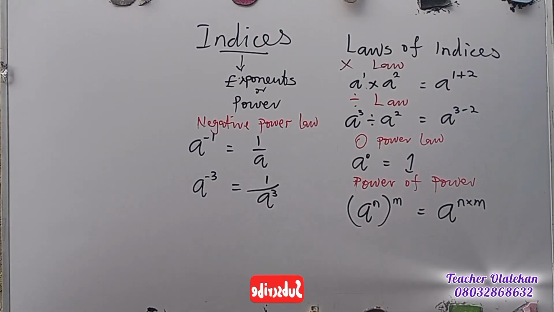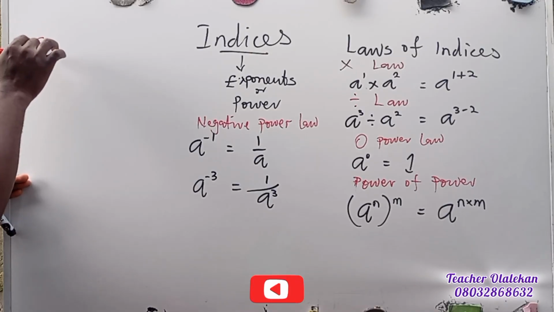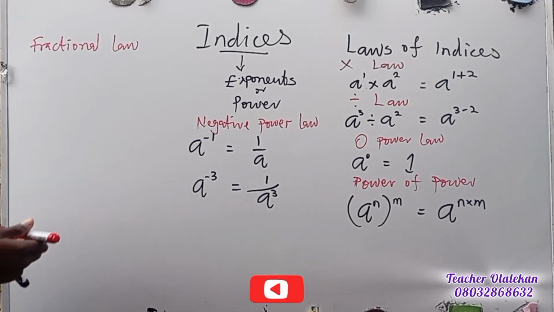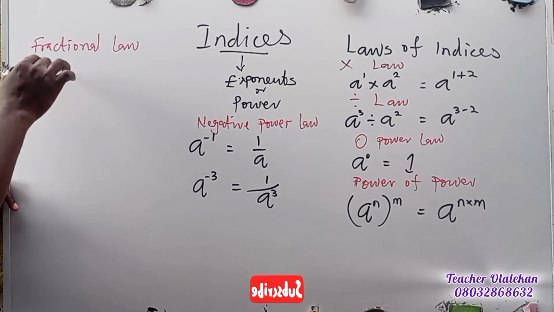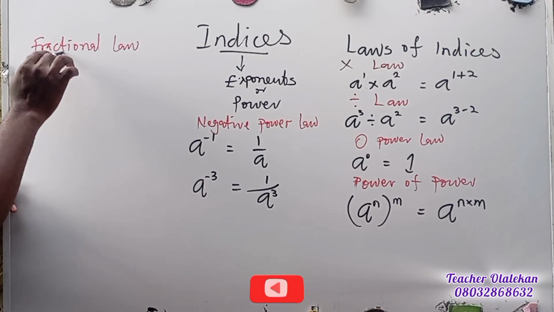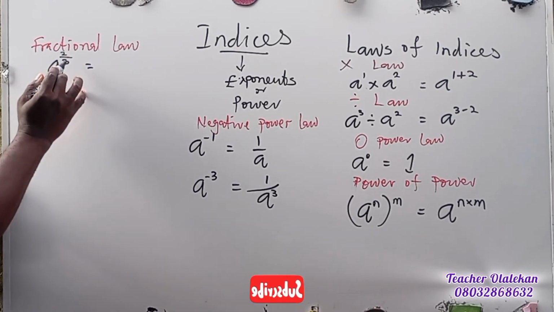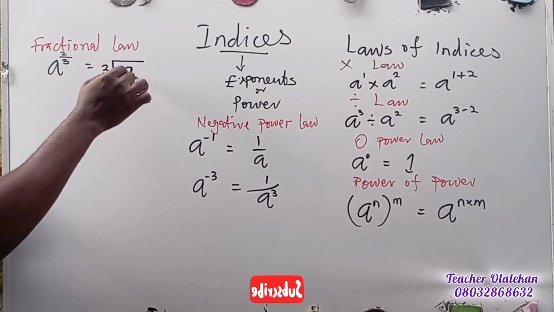Aside the negative power law, we also have the fractional law. The fractional law is in two types. Let's look at the fractional law, which means that anything raised to a power that has an exponent of a fraction, like let's say we have a raised to power 2 over 3. The denominator here will be the root, that will be the cube root of a raised to power 2.